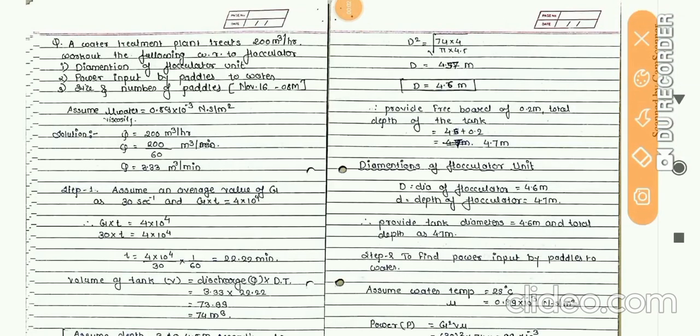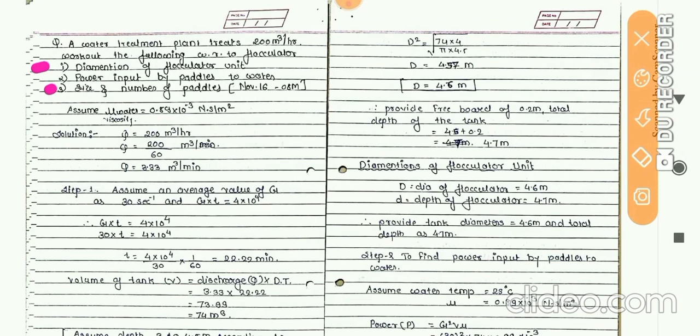A water treatment plant treats 200 m³ per hour. Work out the following with respect to the flocculator. Number 1, dimension of flocculator unit. Then power unit, power input by paddle to water, and size and number of paddles.